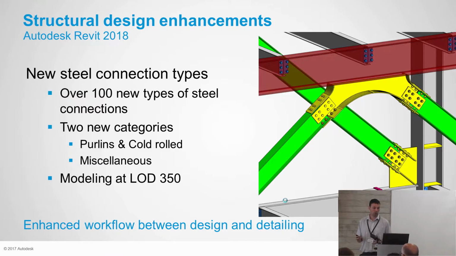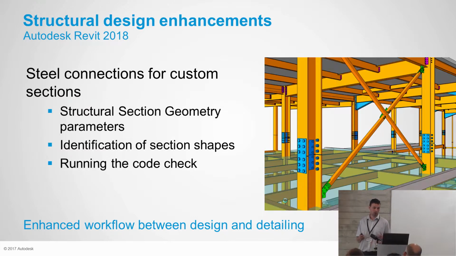So the first thing we're going to talk about is the steel connections. They've been around in Revit for a few years now. They've never actually really been brilliant, but they've kind of had little bits of use occasionally. They've added a lot more now into the catalogue. You can use them in all locations. You can now have custom sections.